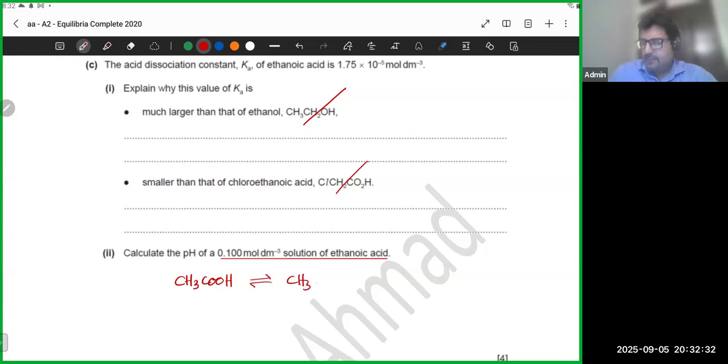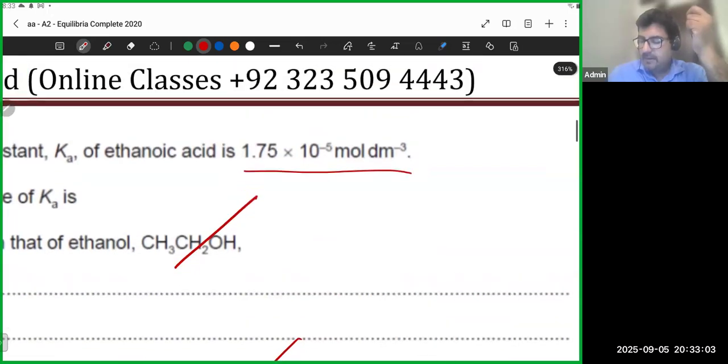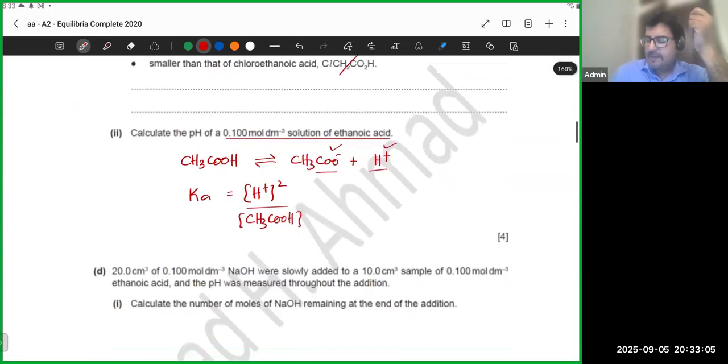It's going to produce CH3COO minus ions, and it will produce H plus ions. And since you just have a weak acid, both of these ions will have exactly the same concentration. So your K expression would be product concentration, H plus, you can square it because both of them have the same concentration, divided by the acid concentration, which is CH3COOH. So what do we need to find? The K value, I think, is given over here. That's 1.75 times 10 to the power minus 5.